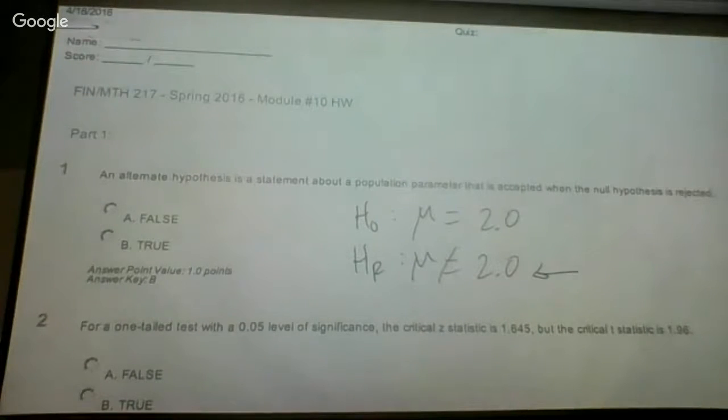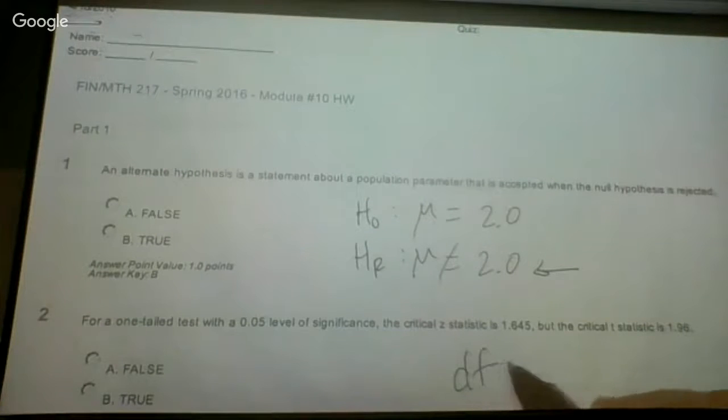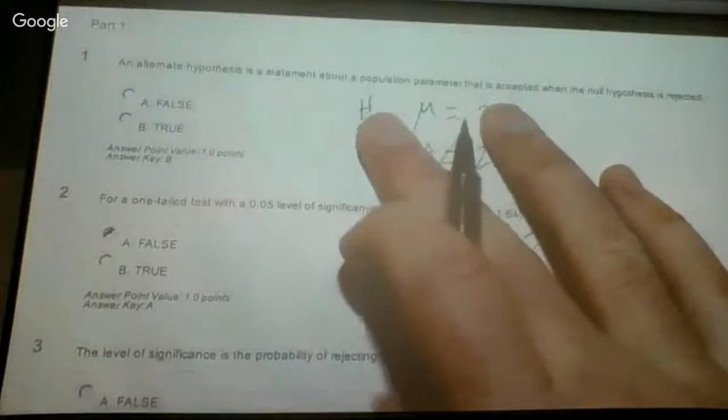But two, for a one-tailed test with a 0.05 significance, the critical Z is 1.645, but the critical T is 1.96. How would we go about answering this question? What do we got to do? Where do we go for critical value? Critical values come from the table. There's also something else that we can immediately tell that the answer to this question is false. Why do we know the answer is false without even going to the table? Drew? Yeah, if you're going to come up with a T statistic, you need degrees of freedom, and we don't have degrees of freedom. So this one has to be false. Cool. 2 down, 168 to go.